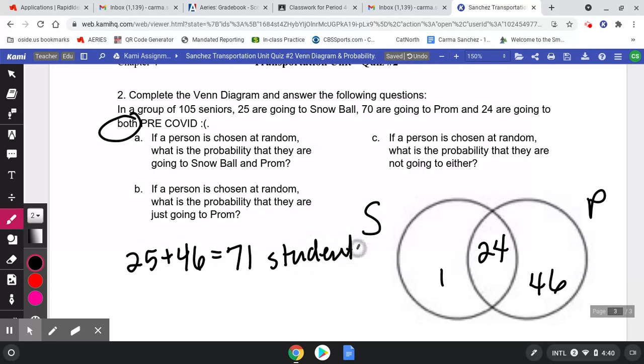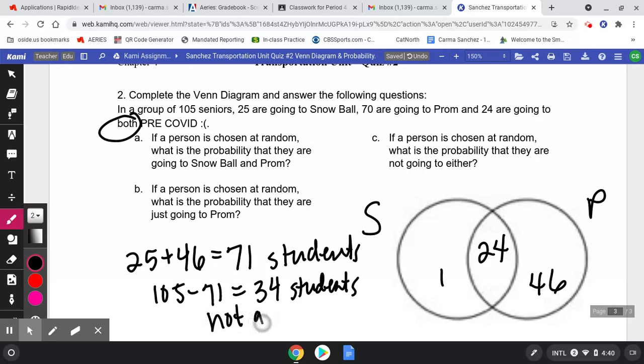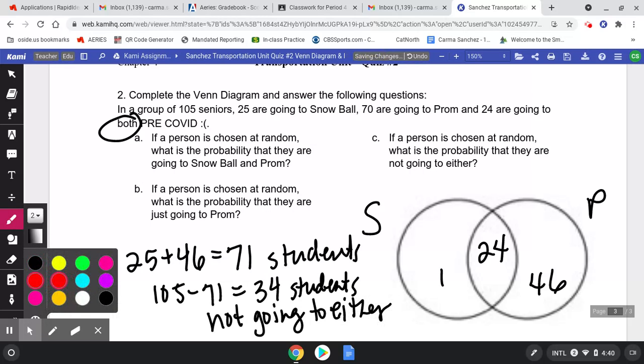But they asked 105 seniors if they were going. So 105 minus 71, that means 34 students are not going to either. Okay, so that 34 needs to be outside the diagram somewhere, like right here or right here, wherever you put it is fine. And that's the number of students not going to either.